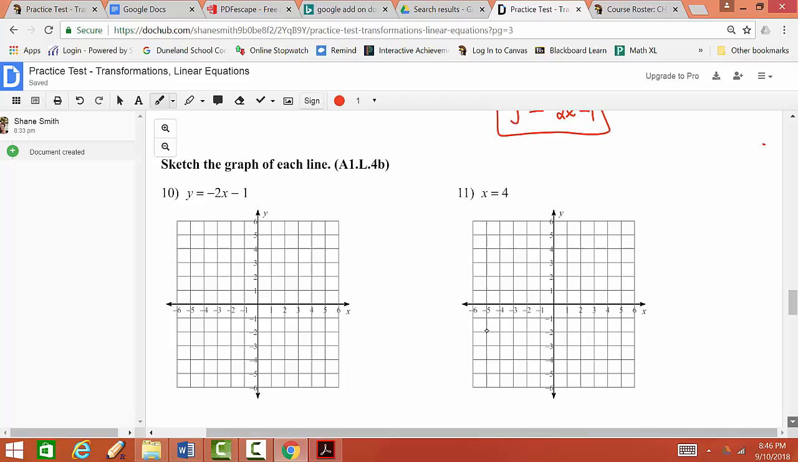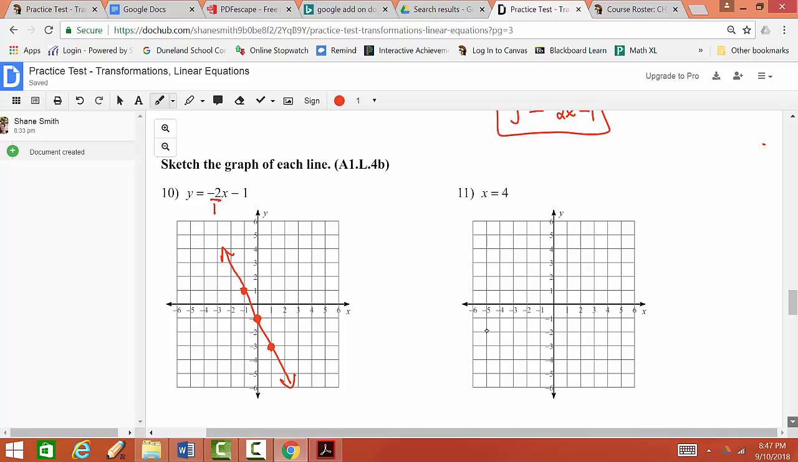Next thing is sketching the graph of the lines. So this is y-intercept at -1. Slope is -2/1. So we go down 2, over 1, or you can go up 2 to the left 1. So your line looks like that.